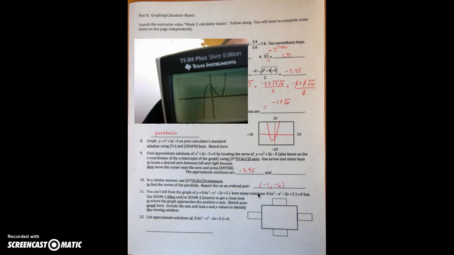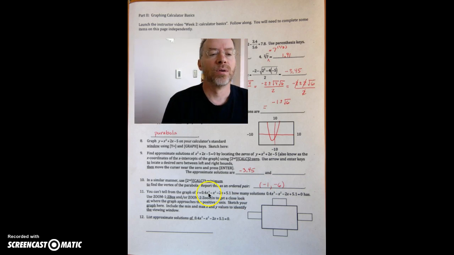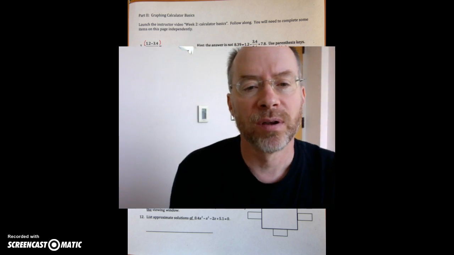Does it touch the axis? Does it not touch the axis? Does it touch the axis in two places where it crosses the axis and comes up? My screen resolution is just not sufficient in order to see that. So here's what I'm going to do. I'm going to do some zooming in to get a better picture of the graph.